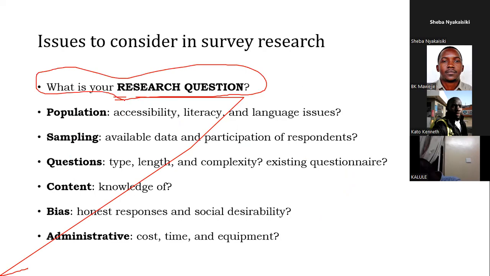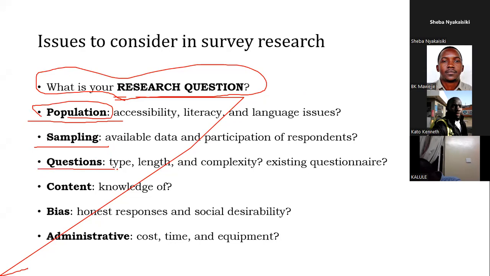research question. We determine the population we want to study. Is it people from a particular age group or a particular income group or a particular context? We sample. That means there are certain mathematical equations that can be used to sample, and you decide the number of people that are representative of this population.